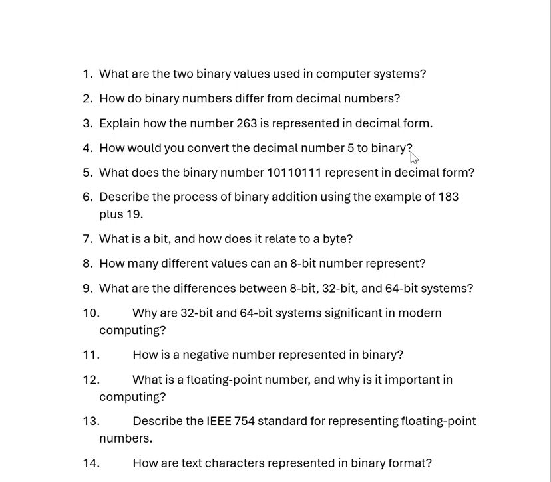What are the differences between 8-bit, 32-bit and 64-bit systems? These terms indicate the amount of data a system can process at once. An 8-bit system handles small data chunks, while 32-bit and 64-bit systems manage larger data sizes, support more memory and perform more complex operations. Why are 32-bit and 64-bit systems significant in modern computing? They allow computers to process larger amounts of data more efficiently, address more memory, and offer enhanced performance and security, which is essential for modern applications.